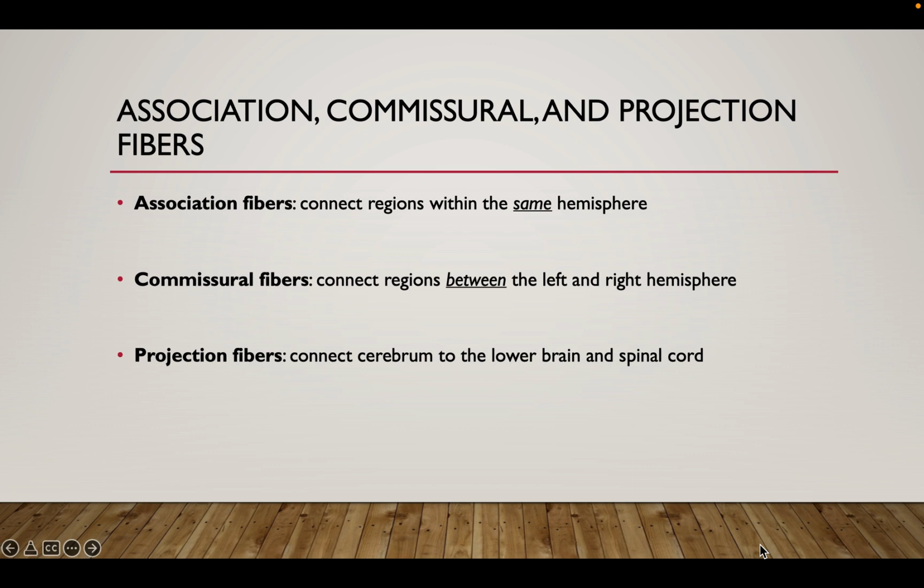It is this large commissural tract that's connecting our left cerebral hemisphere with our right cerebral hemisphere. And then lastly, we have projection fibers, which connect the upper part of our cerebrum, extend down through the brain, and connect us to our lower spinal cord. So our lower part of our brain and our spinal cord going down there.